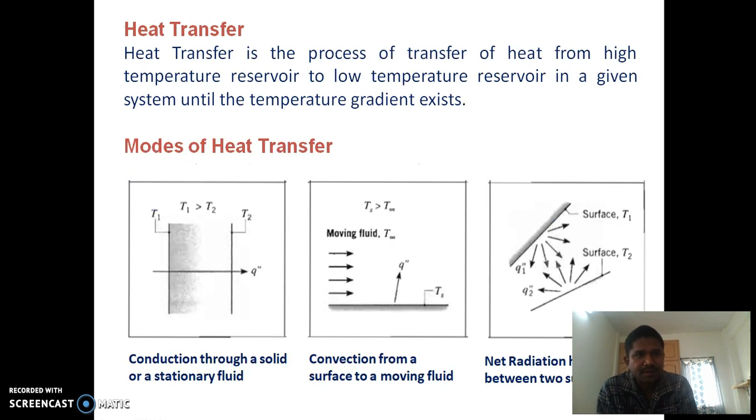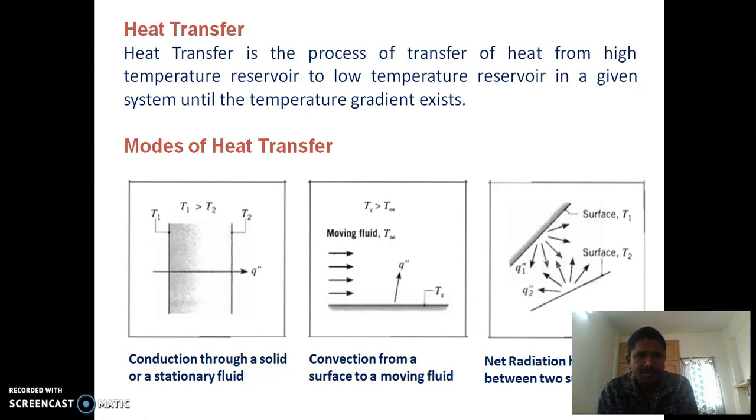Okay, first, what is the heat transfer? Heat transfer is a process of transfer of heat from high temperature reservoir to lower temperature reservoir in a given system until the temperature gradient exists. If there is no temperature gradient, there is no heat transfer. Until there is an existence of temperature gradient, then only heat will flow.